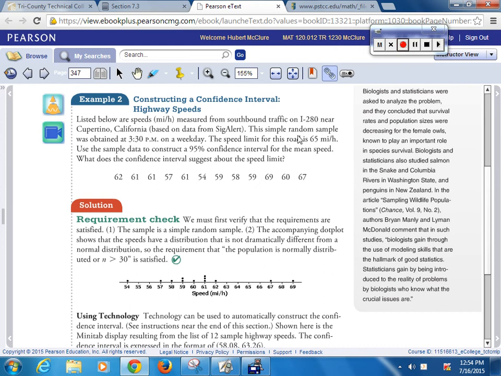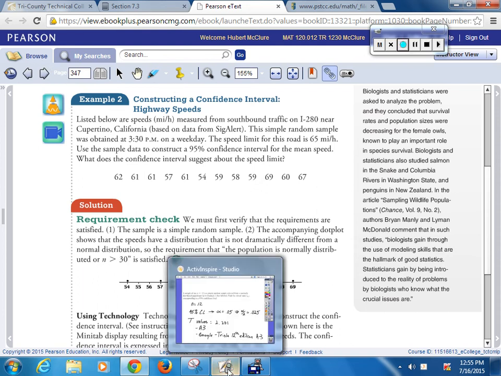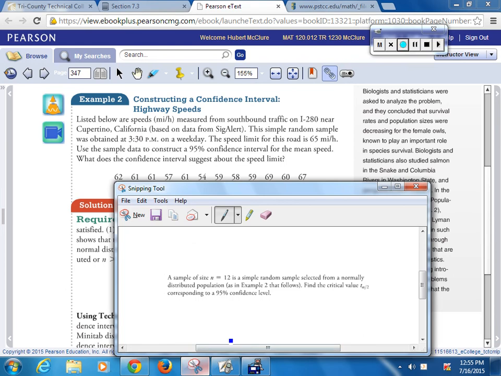And what is n? 1, 2, 3, 4, 5, 6, 7, 8, 9, 10, 11, 12. So what is the degrees of freedom? Say again? 11, Hubert. That's right, class.